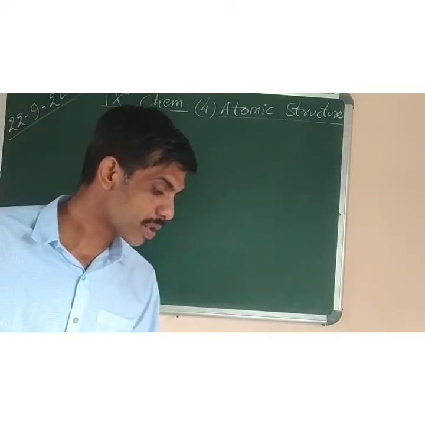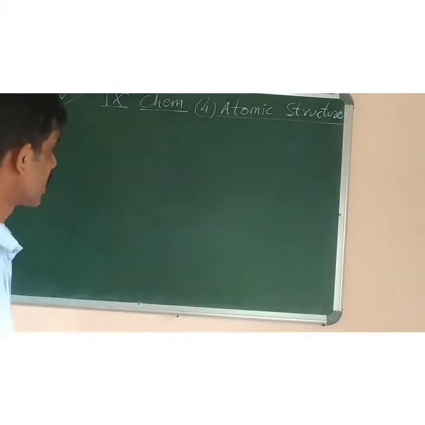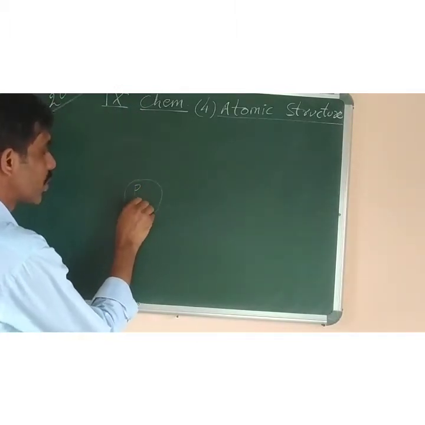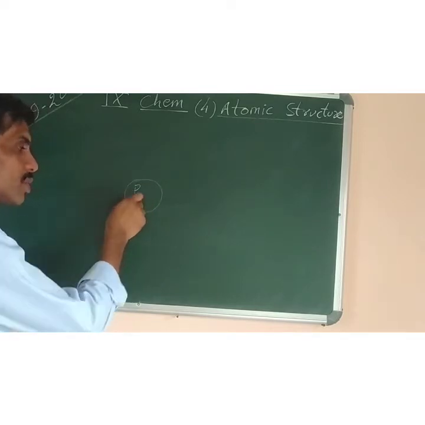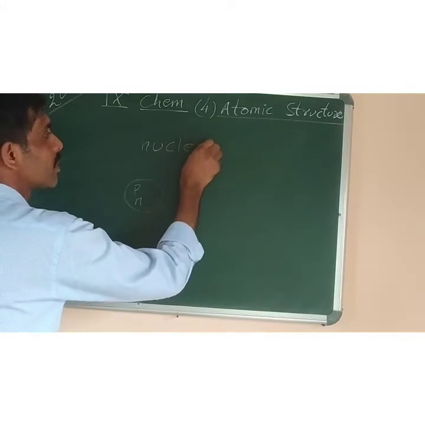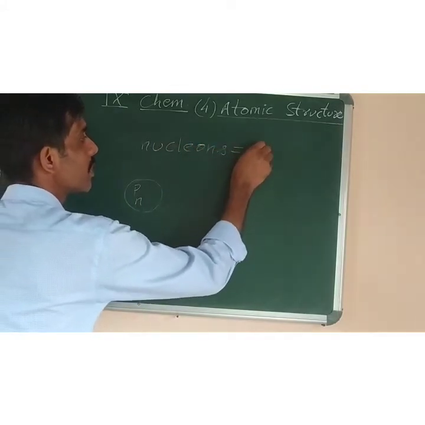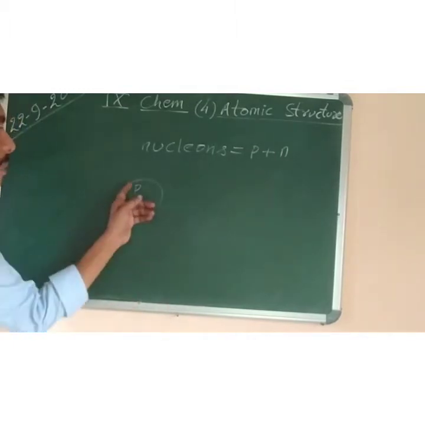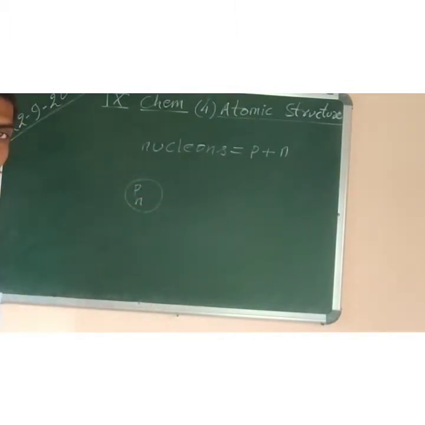Then we studied about what are nucleons. Inside the nucleus, there are protons and neutrons. So protons and neutrons together are known as nucleons. So nucleons is equal to the number of protons plus the number of neutrons which are present inside the nucleus of an atom.